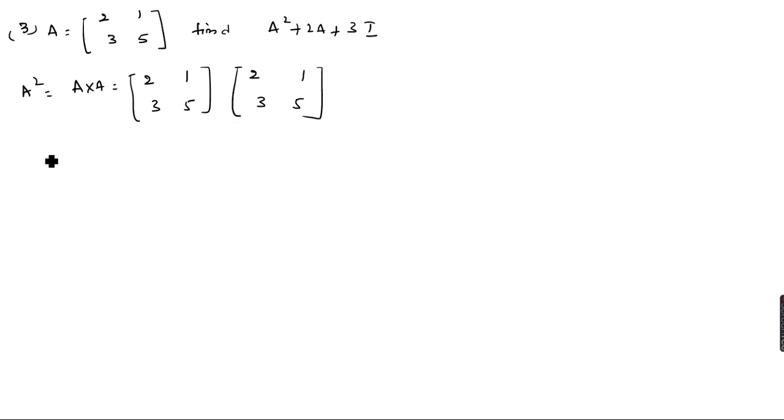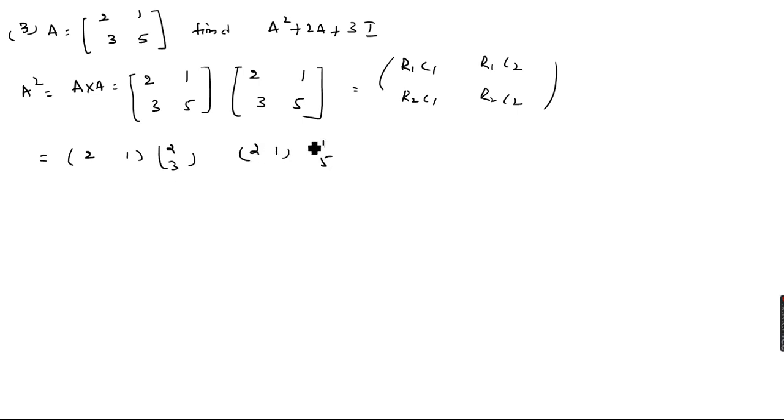So this is nothing but, take the details right there. First row, that is R1C1, R1C2, R2C1, R2C2: 2 1 2 3, 2 1 1 5. Similarly 3 5 2 3 and 3 5 1 5.